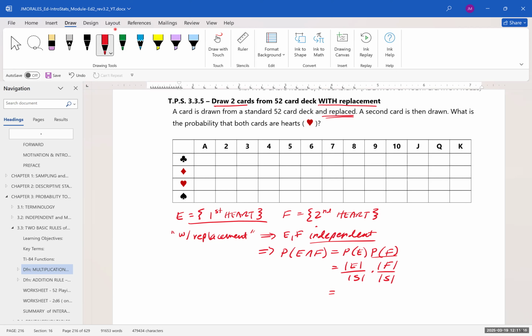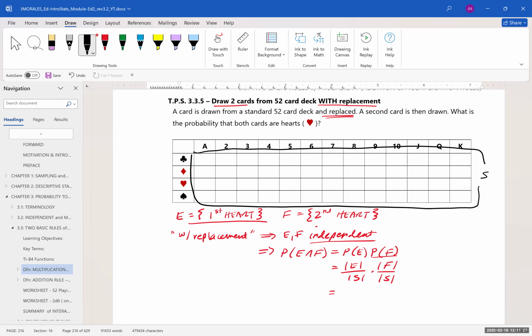All right, so let's take a look at what event E would look like here. So here is our sample space. And event E, this is going to be a heart. Okay, so here is event E. And so what's the order of E? There are 13 cards in one suit. So the order of E is going to be 13. And our sample space is out of 52 cards.